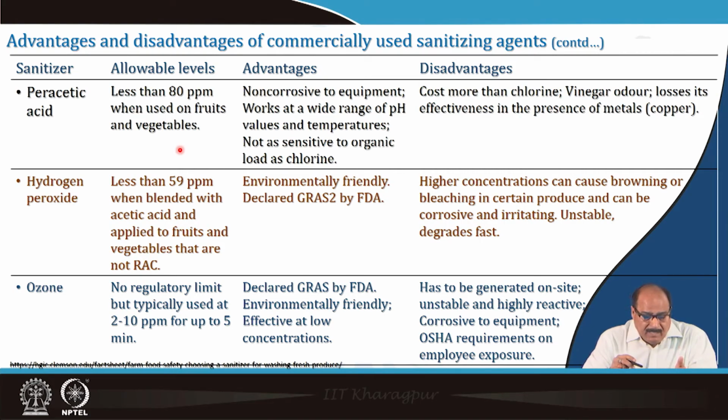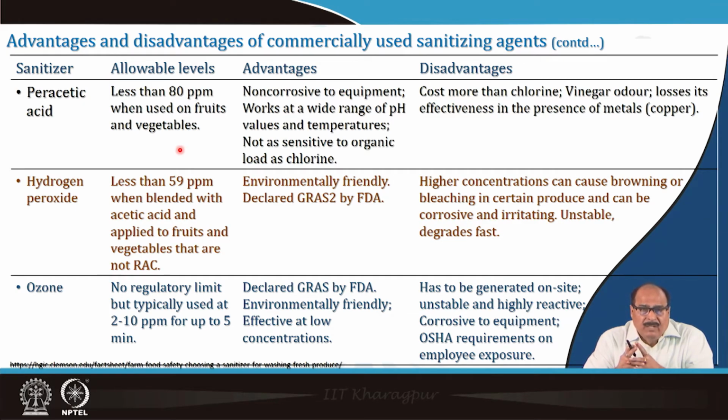Hydrogen peroxide: its allowable level is less than 59 ppm when blended with acetic acid and applied to fruits and vegetables that are not RAC. It is environmentally friendly, declared as GRAS by FDA. Higher concentration can cause browning or bleaching in certain products and can be corrosive and irritative. It is unstable, it degrades fast.